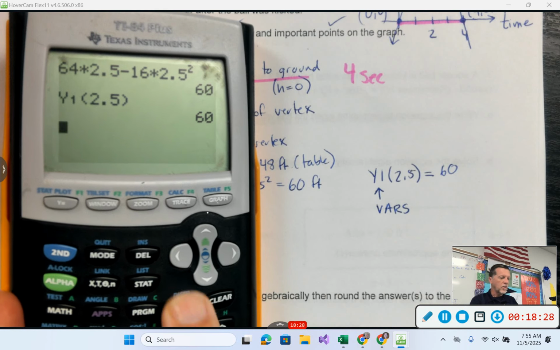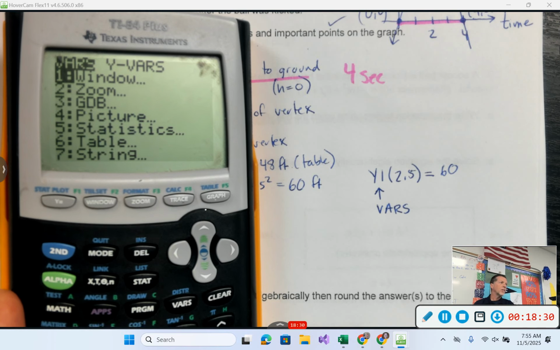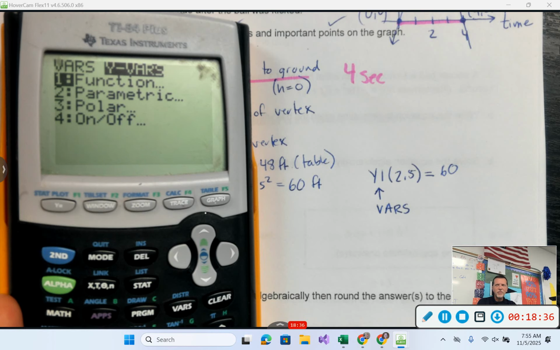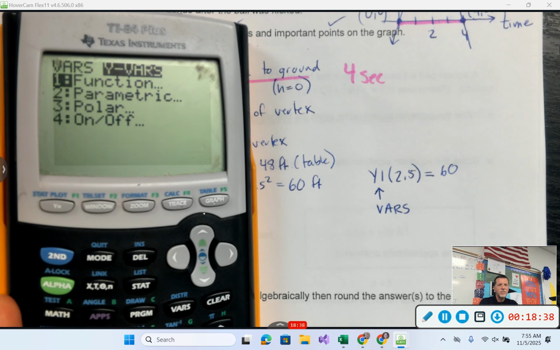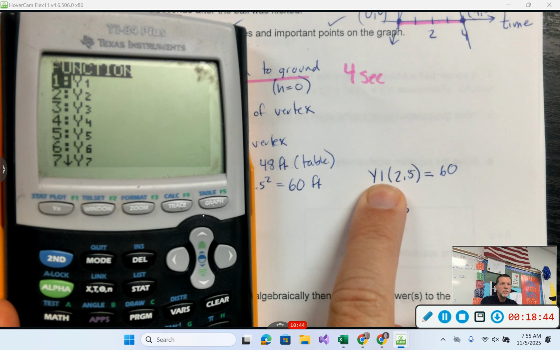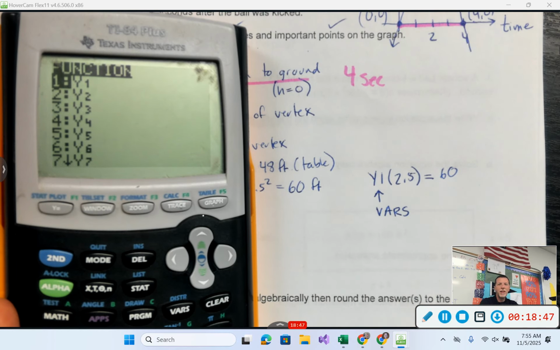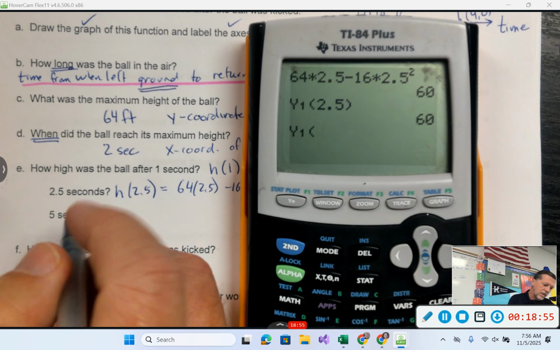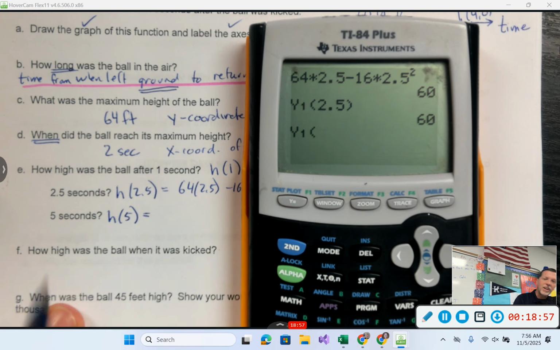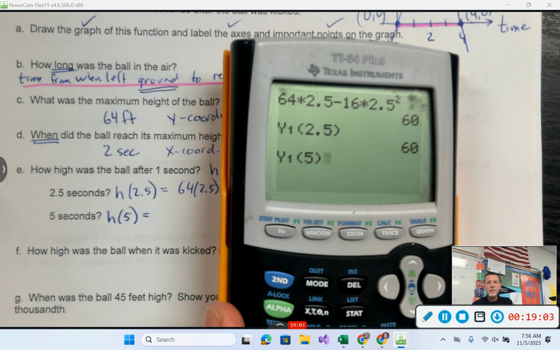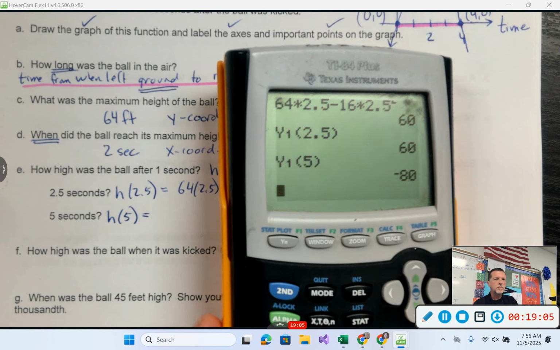I'm looking for a var, so I go vars. What kind of vars do I want? Y vars, because this is a y thing. Definitely function, because the other three are weird, at least for us for now. And y1 is where I put that equation. Like later on, it might be more complicated and have 2 or 3 equations. You'd have to pick the right one, but I've only got one, y1. What's the next one we should look for? 5. I'm going to do h of 5 since I've already got this pulled up. I suppose I could go to the table, but it's already pulled up, so h of 5. Negative 80.